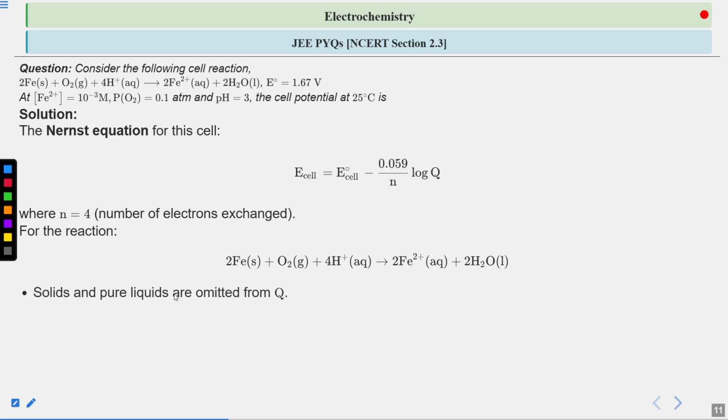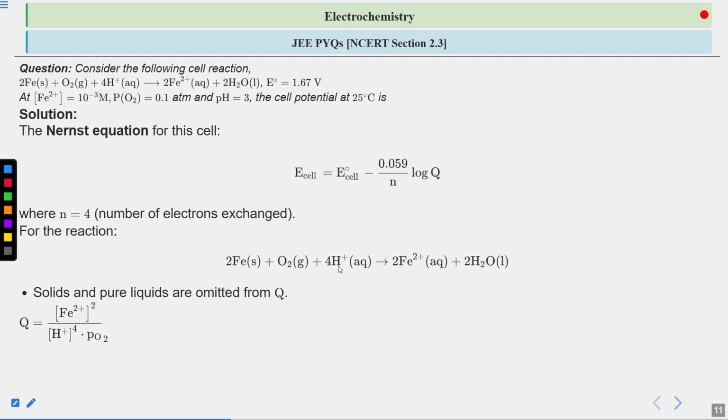Solids and pure liquids are omitted from Q. Q is the reaction quotient. We don't consider the reactants or products which are solid or pure liquid. Q will then be Fe2+ whole square from the reaction, because 2 is present as a stoichiometric coefficient, which goes in the power of the concentration of Fe2+. So Fe2+ whole square, divided by the reactant.